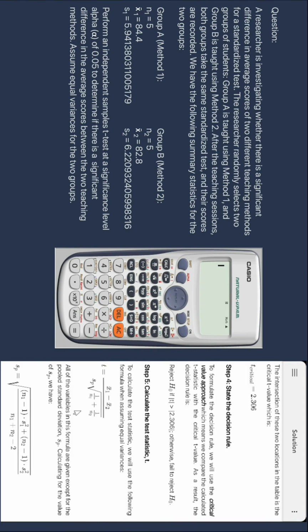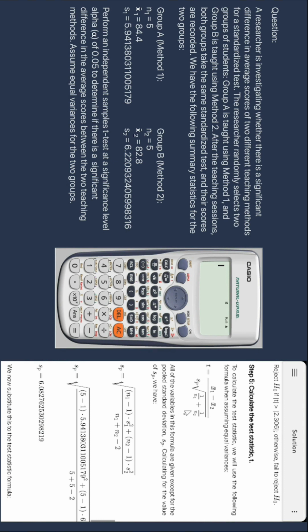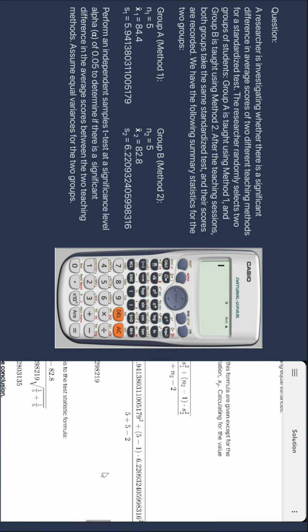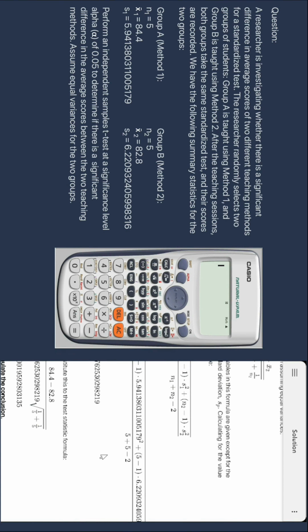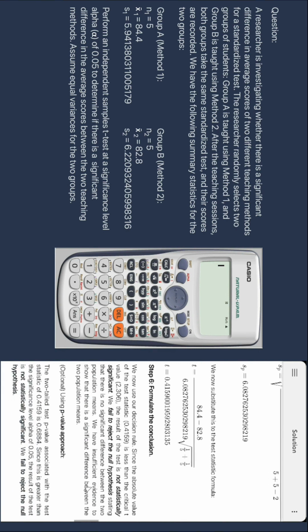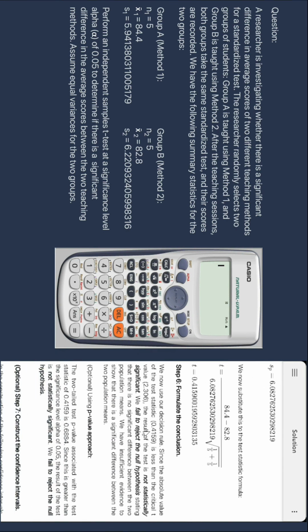Now for step 5, we calculate the test statistic using the given formula. And by substituting the values that we have calculated earlier, we have the following result. The t-statistic is equal to 0.4159. Now in step 6, we formulate the conclusion based on our decision rule. As you may have noticed, our t-statistic of 0.4159 is less than the critical t-value of 2.306. That is why the result of the test is not significant.